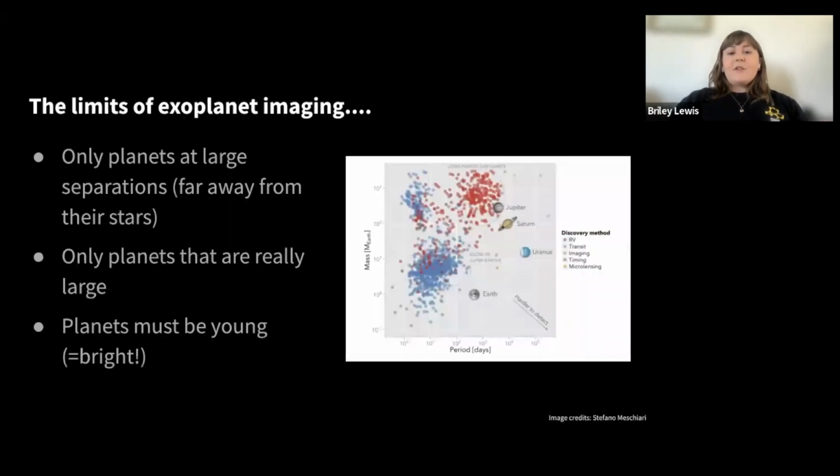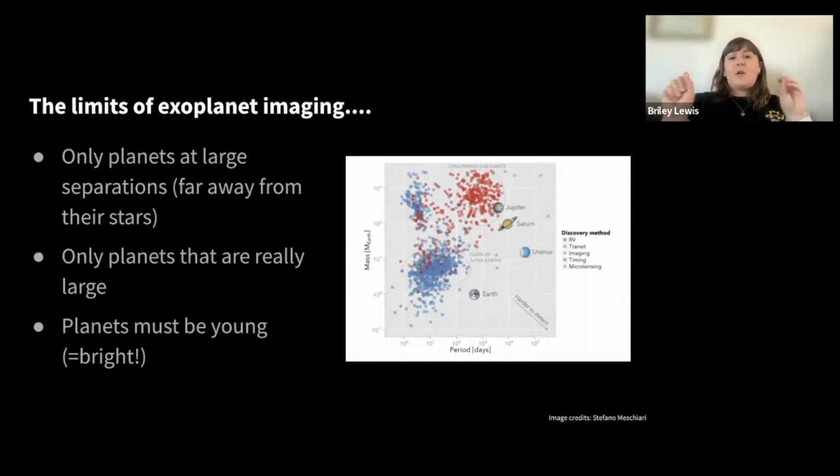So there are definitely some limits to this technique, though, just like there are to the other techniques for finding exoplanets like transits and radial velocities. So everyone has their advantages, but everyone also has their limitations right now, which will hopefully not be as strict as we improve technology. So right now, direct imaging can only find planets that are at large separations, meaning they're far away from their stars.